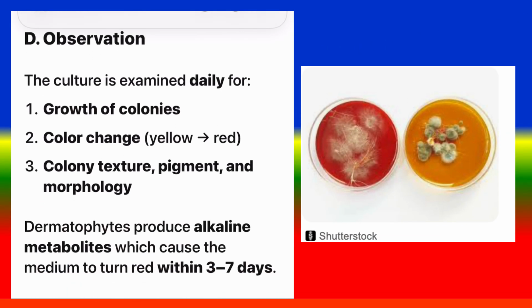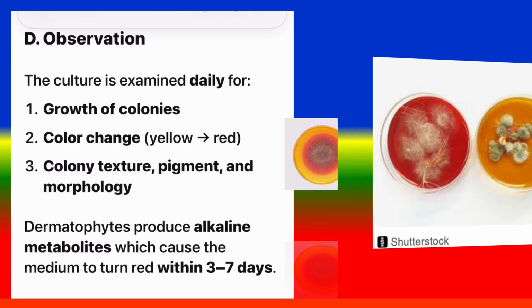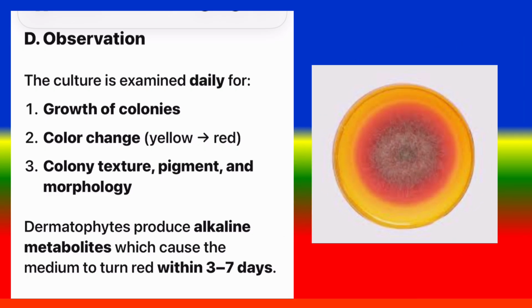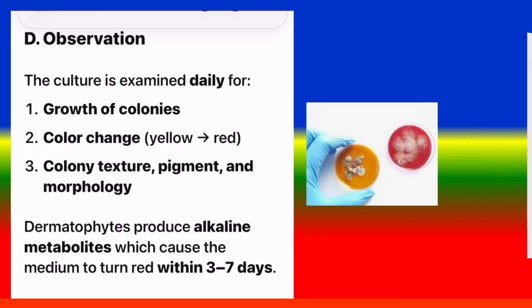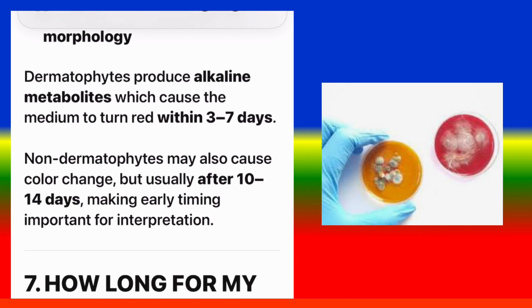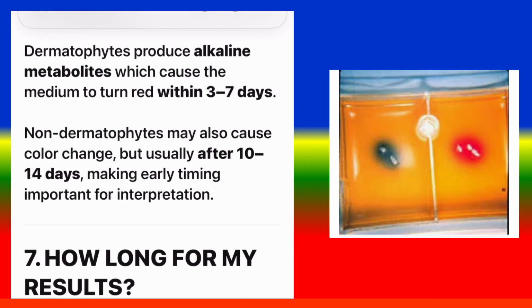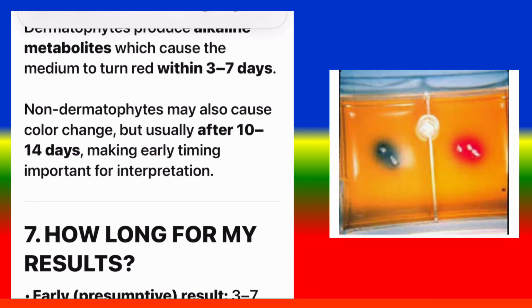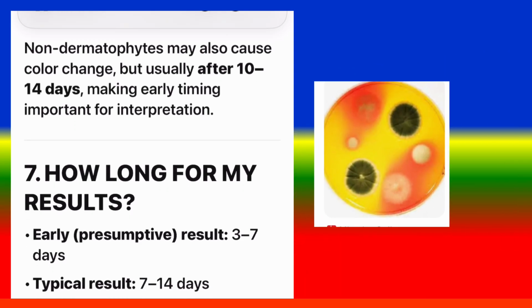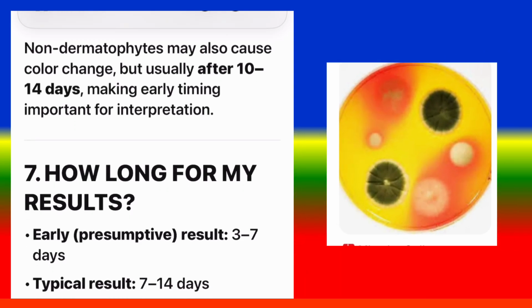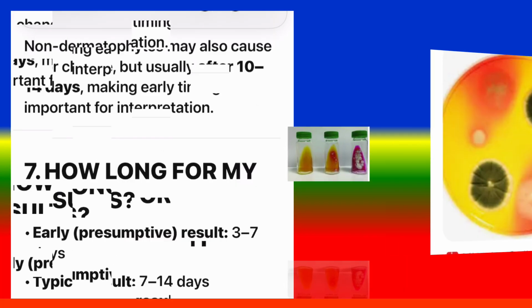D. Observation. The culture is examined daily for: 1. Growth of colonies, 2. Color change, yellow to red, 3. Colony texture, pigment, and morphology. Dermatophytes produce alkaline metabolites, which cause the medium to turn red within 3 to 7 days. Non-dermatophytes may also cause color change, but usually after 10 to 14 days, making early timing important for interpretation.